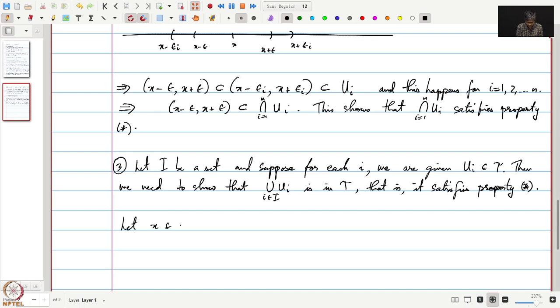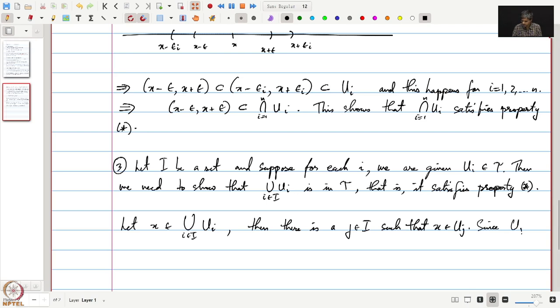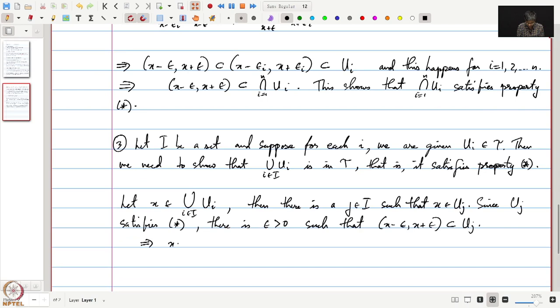So we just take any x in this union, then there is some j in I such that x belongs to U_j. Now since U_j satisfies star, there is an epsilon positive such that (x minus epsilon, x plus epsilon) is a subset of U_j. So in particular, this implies that (x minus epsilon, x plus epsilon) is contained in U_j, which in turn is contained in the union of all these U_i's.